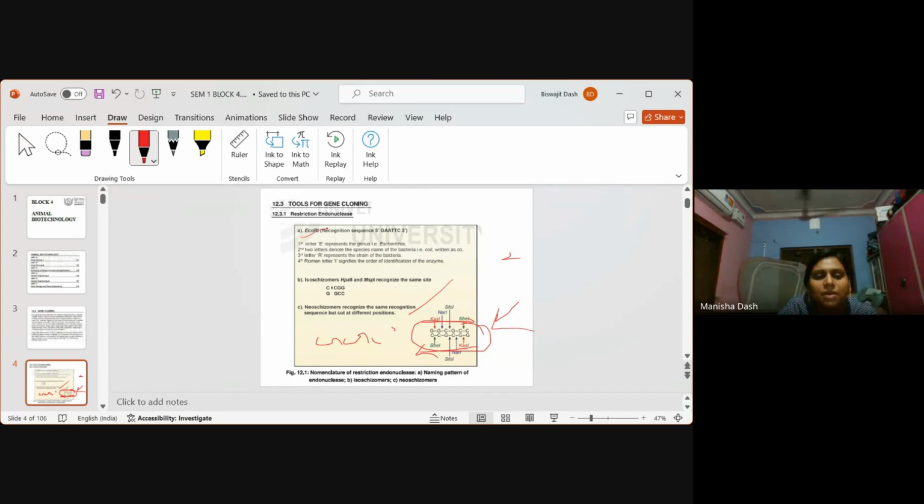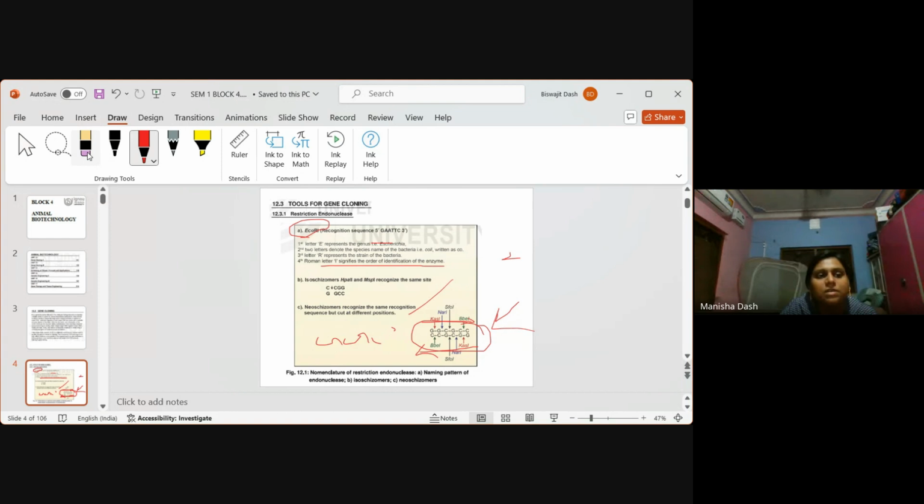This is the name of a restriction endonuclease, EcoRI. E stands for Escherichia, the genus from which it has been derived. Then the next two letters denote the species, so co, from coli, stands for the species, and R represents the strain of the bacteria. Like there are R strain, S strain, etc. And the Roman numeral I represents the identification of the enzyme, meaning whether it was identified first, second, third, like that. So this is the nomenclature of a restriction endonuclease.